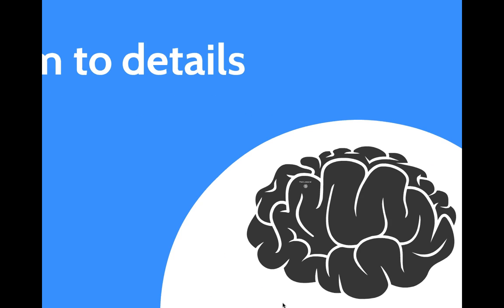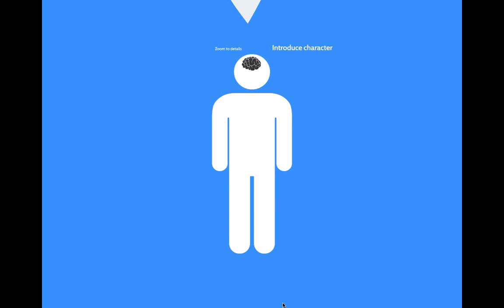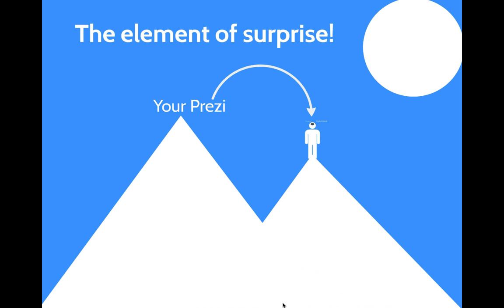We can also then, of course, zoom in on more details. We could zoom right into the character's brain if we wanted to. There's literally no limit on where we can take the audience. But we can use that element of surprise that I talked about to actually then zoom out at the end of our presentation and reveal something that maybe wasn't there at the beginning. So we could show that character in an environment that we didn't see at the very start.